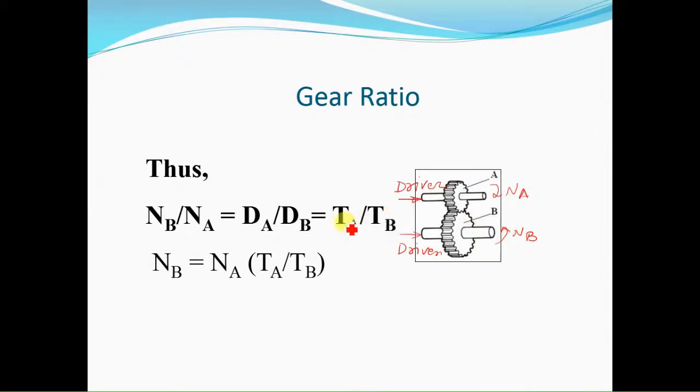TA and TB are the number of teeth associated with the gears, and DA and DB are the pitch diameters of the gears. So the gear ratio is the inverse ratio NB by NA, or TA by TB, so that the number of revolutions of B can be found with the help of the number of revolutions of A multiplied by TA by TB.